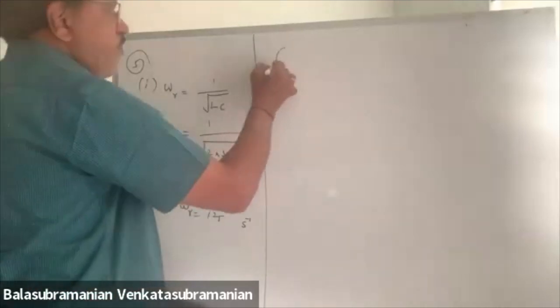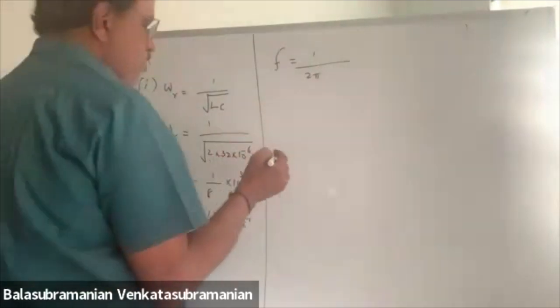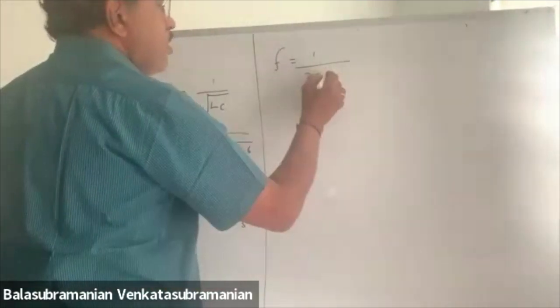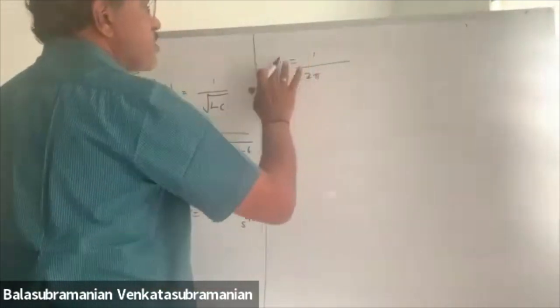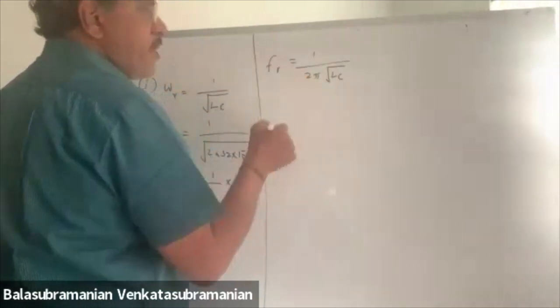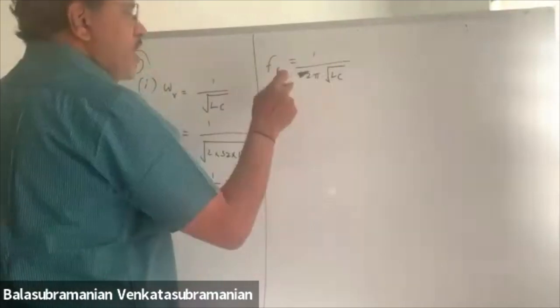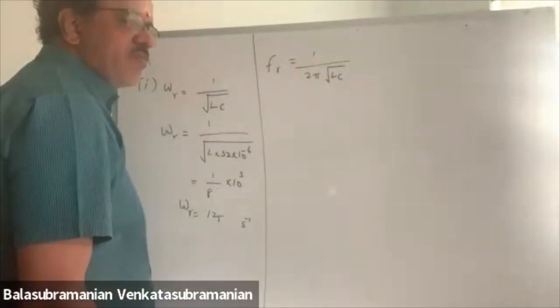No, sir, I want to calculate F. F is omega by 2 pi, this is 1 by 2 pi root of LC. So 1 by root of LC is omega, and omega by 2 pi means frequency can be calculated. No problem.